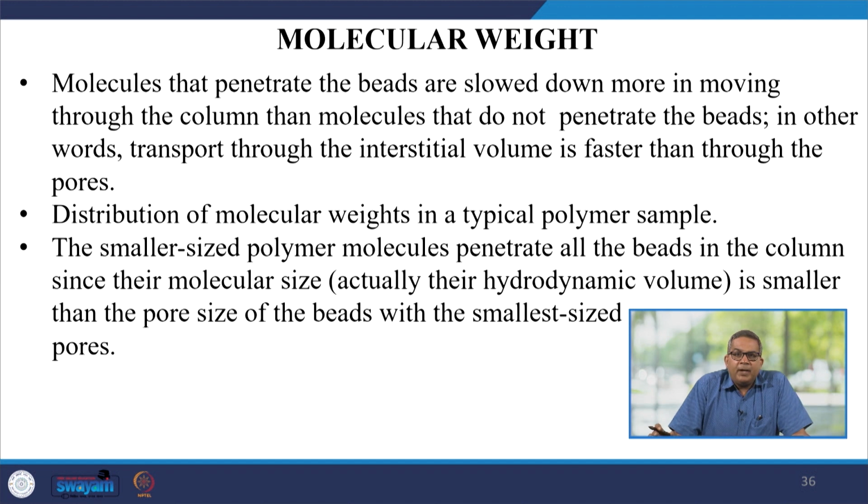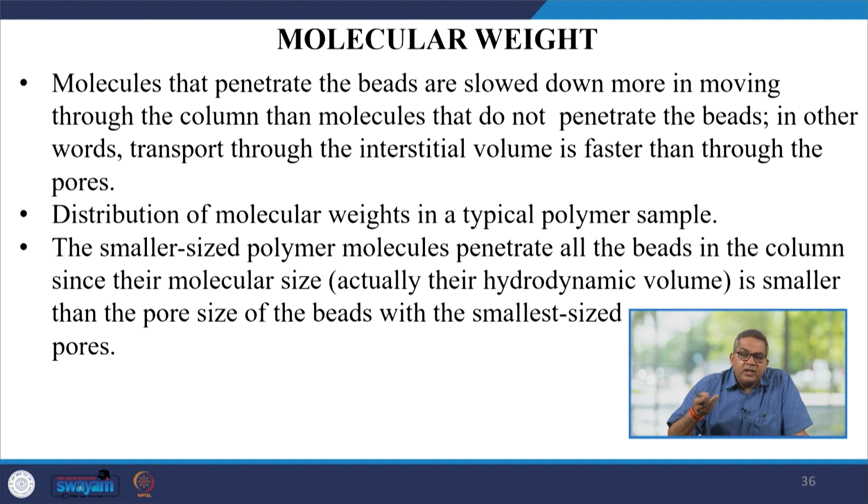Now, molecules that penetrate the beads are slowed down more in moving through the column than the molecules that do not penetrate the beads. In other words, transport through the interstitial volume is faster than through the pores. Now, consider the distribution of molecular weight in a typical polymer sample. The small size polymer molecules penetrate all the beads in the column, since their molecular size, that is their hydrodynamic volume, is smaller than the pore size of the beads with a smaller size.